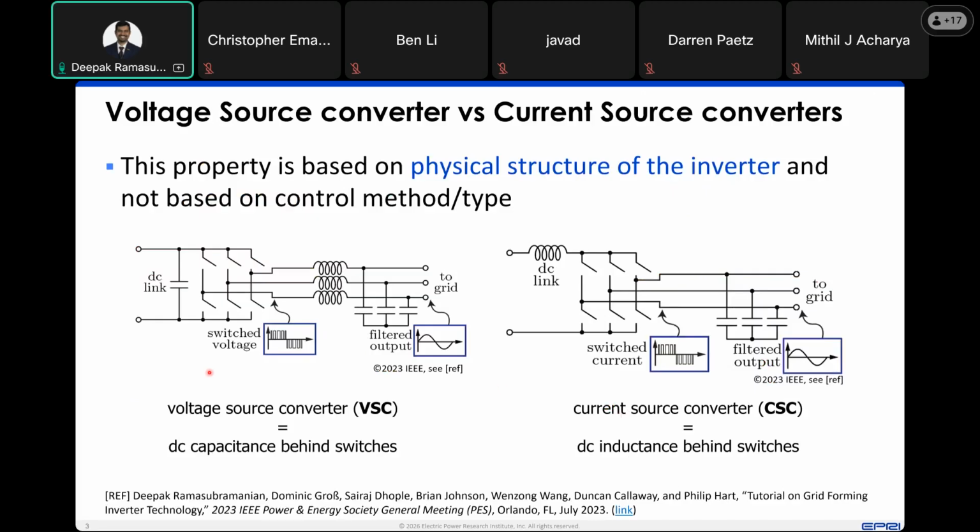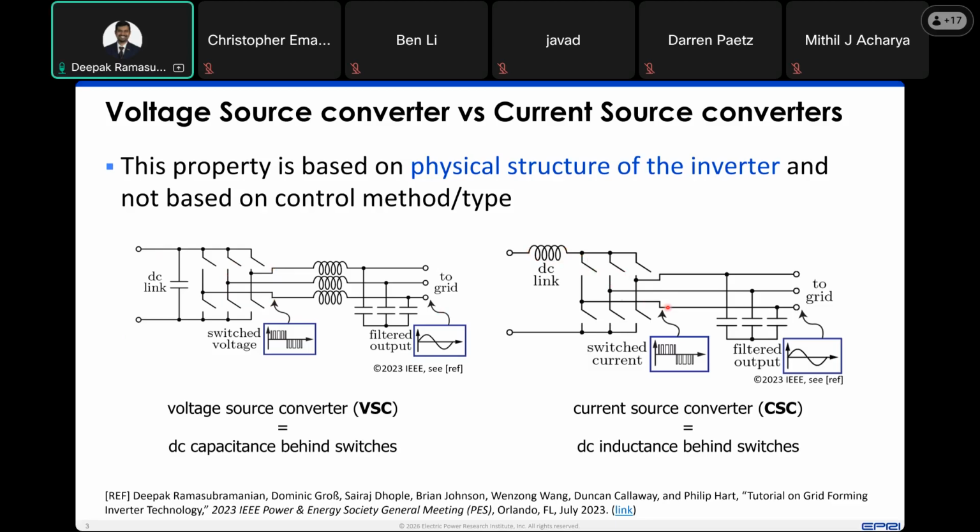A voltage source inverter is something that has a DC voltage on the DC link. And depending upon how we close these switches, the AC voltage is generated. A current source converter or a current source inverter, on the other hand, is something that has a DC inductor, so current on the DC side. And depending upon how we close these switches, a current gets manifested on the AC side.